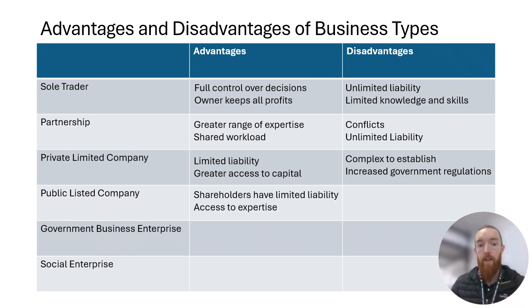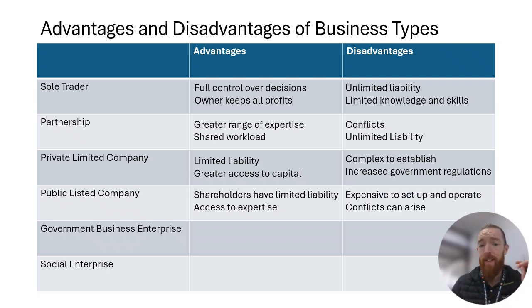For a public listed company, shareholders have limited liability. If you own a portion of that business, you're not responsible for their debts. And you've got access to a wide range of expertise. You're going to have probably a board for the business with various extremely skilled people on that board who know things about businesses. The downside, it's really expensive to set up and operate, and conflicts can arise with so many competing opinions about what the business should do.